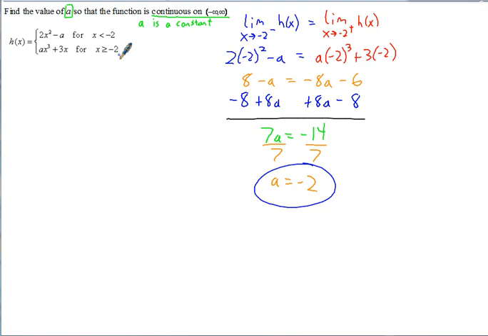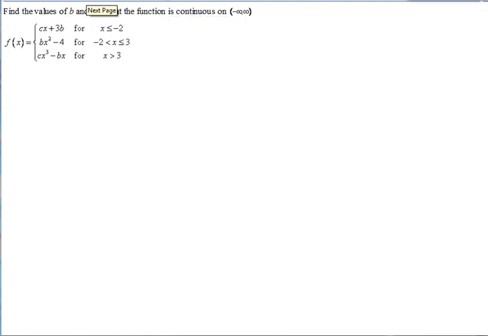I'll take one last one, similar to this one, except this time there's 3 pieces to it and 2 breakpoints. So this time it says find the values of b and c, and b and c are constants, not variables. We're just trying to figure out what they are. So the function is continuous on negative infinity to infinity. And again, you can see the only thing that might make this discontinuous is the breakpoints. This is just a linear one, a straight line, a quadratic one, a parabola, and a cubic graph.